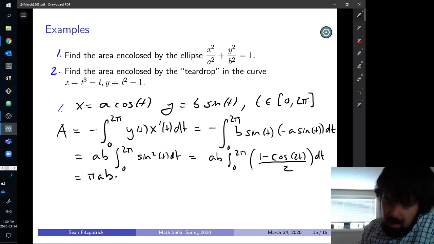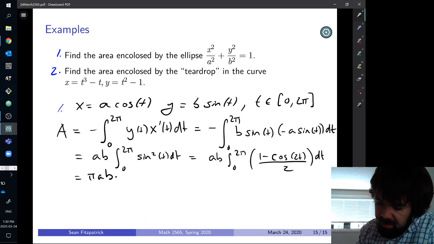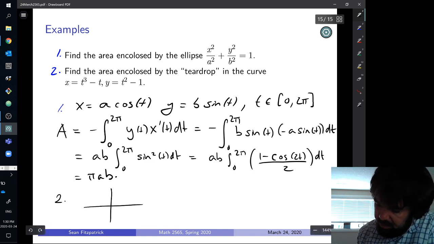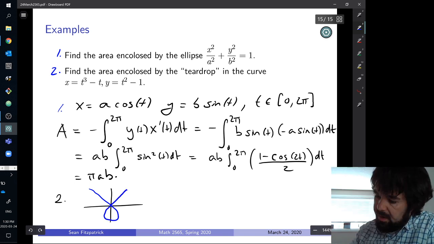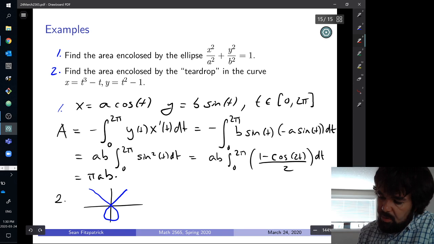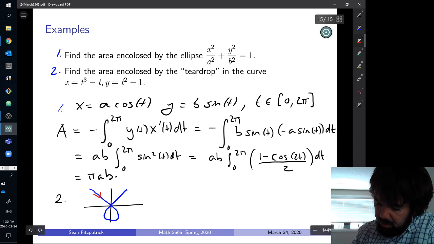For the other one, I've got 1 minute left, so I'm going to leave you to try it. The other one, you get a curve that looks like this. I'm going to draw it for you. This one is done in the textbook. The book does arc length for this. I'm not going to worry too much about arc length. It goes around like that. You can check the direction of travel by plugging in some parameter values, and you'll find that it goes in and it goes around this way. It actually goes around clockwise.